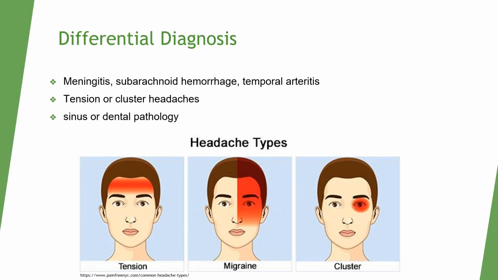Differential diagnosis for someone with migrainous headaches include meningitis, tension or cluster headaches, and it may also be a sinus or dental pathology or ENT presentations. It could also be subarachnoid hemorrhage, especially if the patient has thunderclap headaches or very sudden 0 to 100 pain headaches. And for people over age of 50, we may suspect temporal arteritis as well.